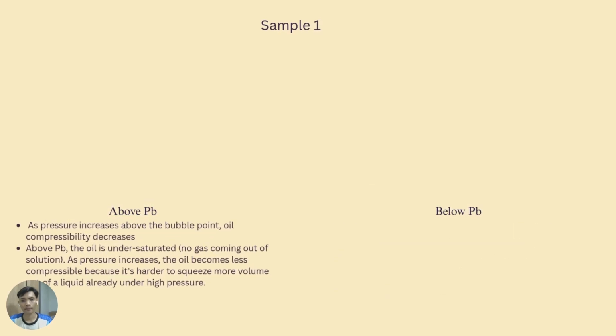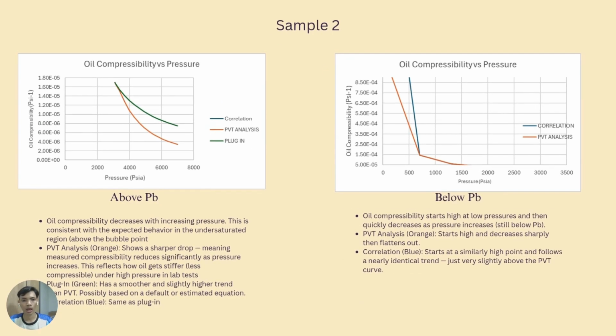in the bubble point. This is because the gas started to come out from the solution, which makes the oil expand rapidly. And then for sample 2, we got this trend line for the above bubble point and also below bubble point. If you look here, the correlation and the plug-in lines are the same, because as we know, the plug-in also applied the Vasquez and Beggs correlation. So that's why we get this value. And the concept is similar to sample one theoretically, but it may have some differences because of the data and so on.